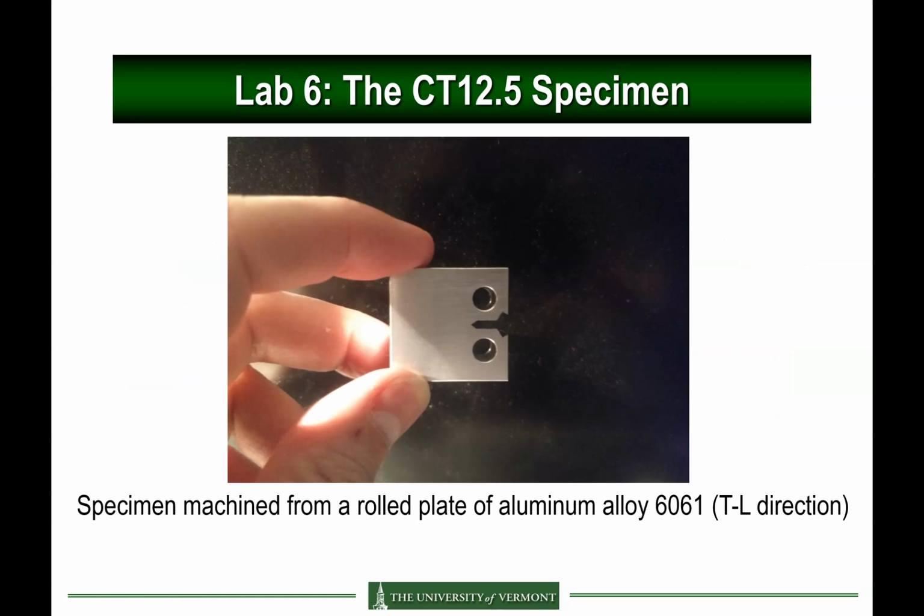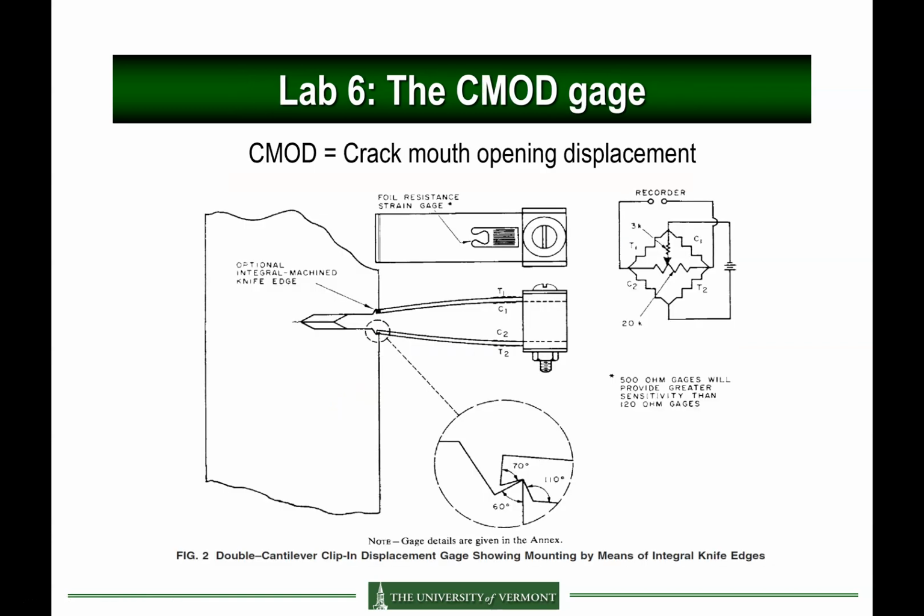So here I'm holding one of the specimens. Now you note that in addition to the notch, we have another notch here that is used to attach the crack mouth opening displacement gauge. And that's important in fracture mechanics because we will be measuring the opening of the crack as we apply the load as a way to measure the fracture toughness of the material.